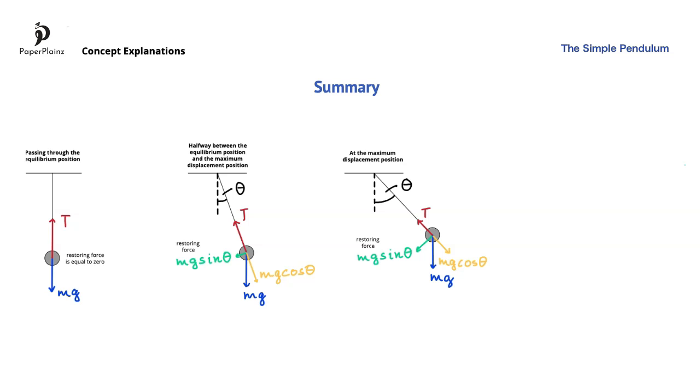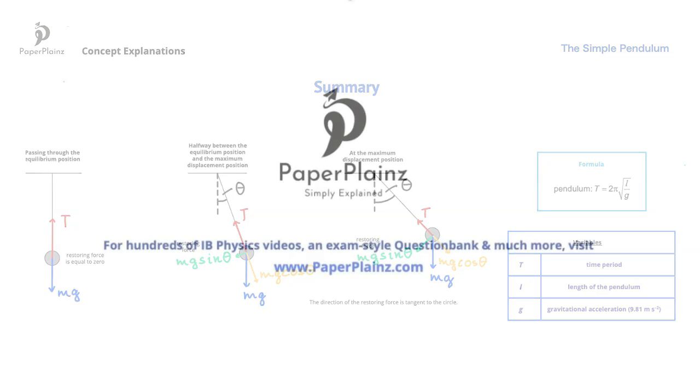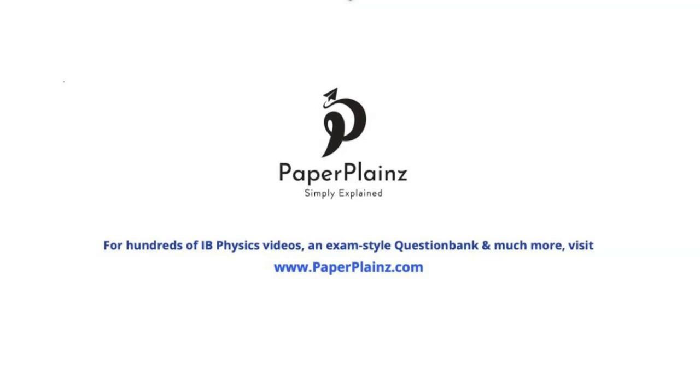We discovered that the restoring force is equal to mg sine theta, as shown on the diagrams, and that the direction of this force is tangential to the circular path that is followed by the pendulum bob. Then we derived the pendulum time period formula, and we listed the variables that are present in this formula. A final reminder here that on your IB physics exam, you only need to know how to apply this formula, but you don't have to know how it is derived. This completes our discussion about the simple pendulum. In the next video, we'll learn about the mass spring system.